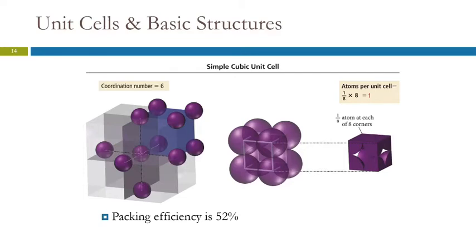You can calculate the packing efficiency by calculating the volume of the cube. You know that the edge length is 2 times the radius, so that edge length cubed is the volume of the cube. There's 1 atom in there, and you know the radius of the atom, so you can calculate the volume occupied by atoms and take a percentage to find the packing efficiency. So 52%, not super efficient. About half empty space.